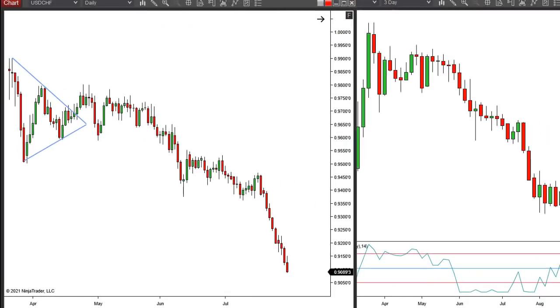So now I've brought up a second chart, as you can see, and that is a 3-day chart. So I've got a daily chart on the left, a 3-day chart on the right. I like to use a 1-to-3 ratio.